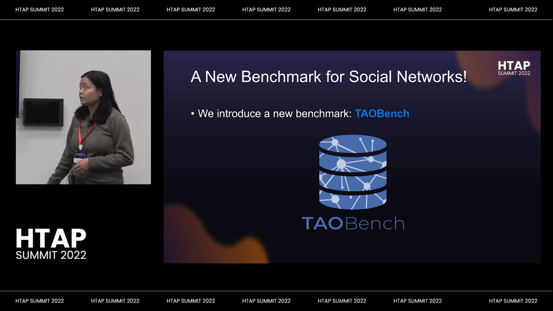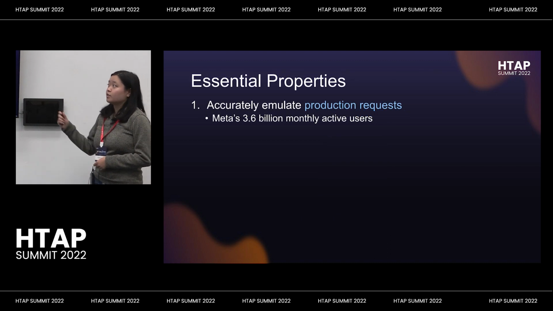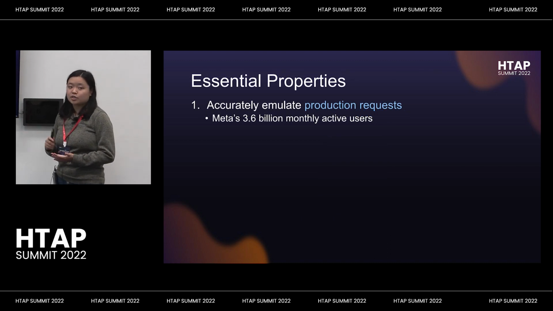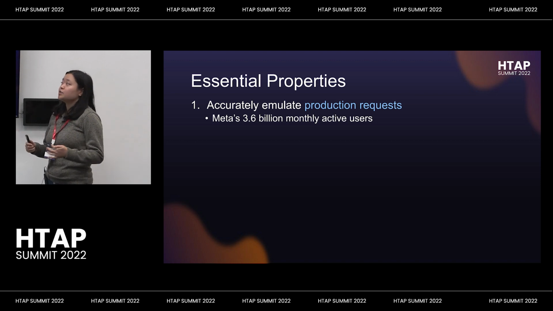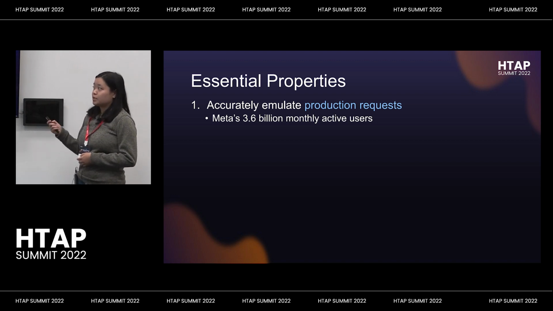So I'll briefly talk over some of the properties that we sought to capture with our new benchmark. The first one is that we want to make sure we're accurately representing production requests. Here, we're trying to capture Meta's 3.6 billion monthly active users. They're sending tons of requests to the system, doing billions of QPS, and we want to make sure we capture this in a representative manner.